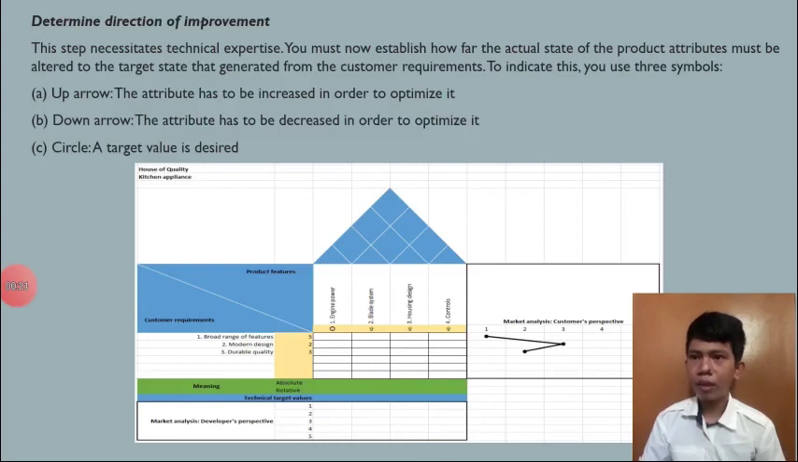The up arrow means the attribute has to be increased in order to optimize it. The down arrow means the attribute has to be decreased in order to optimize it. Then the circle means the target value is desired. In this example, we would like to expand the blade system to achieve a wider range of function. On the other hand, the motor power or the engine power has the target value and is marked with the circle symbol.